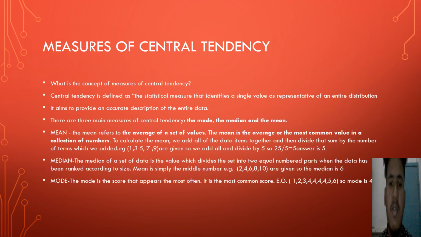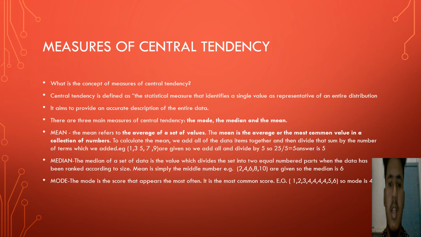Median. The median is the value in a set of data which divides the set into two equal parts. The data has been ranked according to size. The median is simply the middle number. Example, 2, 4, 6, 8, 10 given, and so the median is 6.